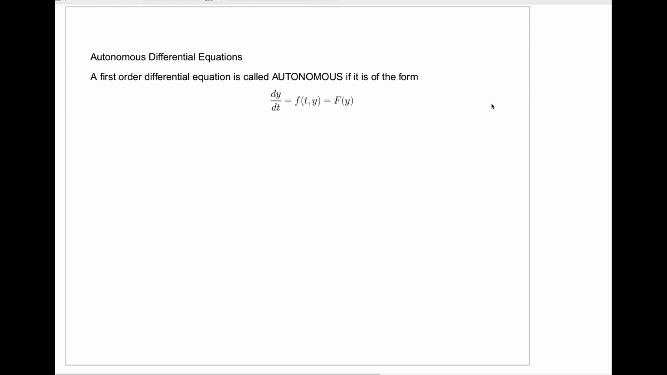Today we're going to talk about autonomous differential equations. I put the definition here. A first-order differential equation is called autonomous if it is of the following form. A regular first-order differential equation can be written dy/dt is a function of t and y. If that function of t and y doesn't depend at all on t, but just depends on y, in other words, just some function of y, we call this an autonomous differential equation.